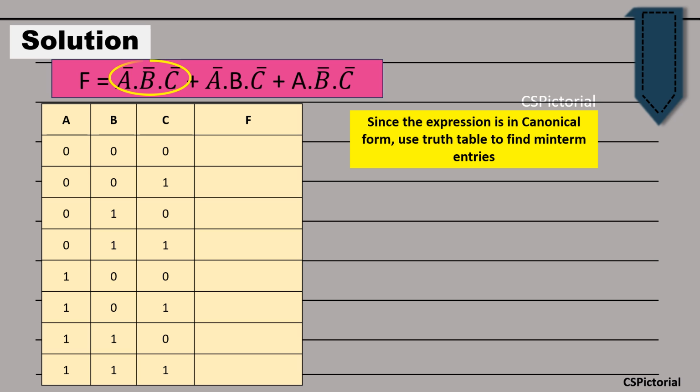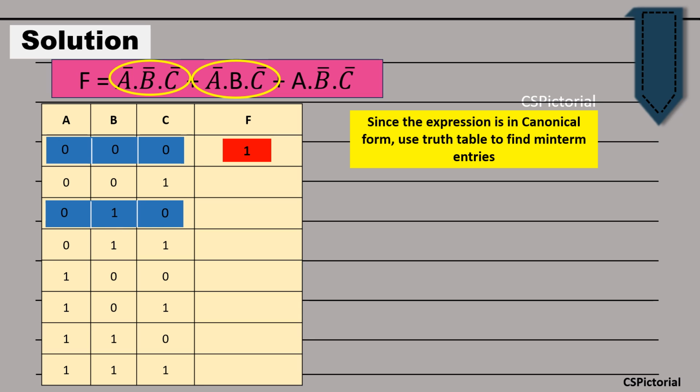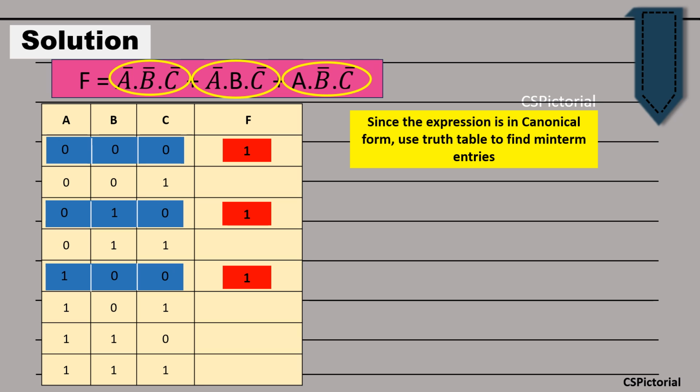For the first product term A bar, B bar, C bar, the input values are taken as A equal to 0, B equal to 0 and C equal to 0. So, enter 1 in the corresponding truth table entry. Similarly, for the second product term A bar, B, C bar, the input values are A equal to 0, B equal to 1 and C equal to 0. Make an entry 1 in the corresponding output value F. And finally, for the product term A, B bar, C bar, A equal to 1, B equal to 0 and C equal to 0. So, enter 1 in the corresponding field.